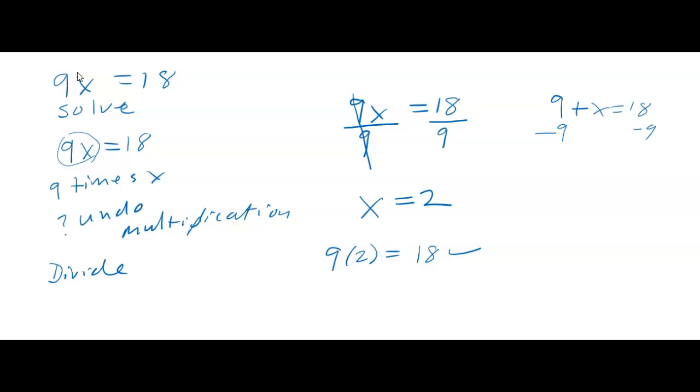You have to make observations about the problem you're solving before you can solve it. So here you have to observe that you are multiplying by 9. You don't undo multiplication with subtraction. You undo it with division. And over here you have to see you're adding 9. You don't undo adding with division. You undo it with subtraction. Okay, so let's try another example.